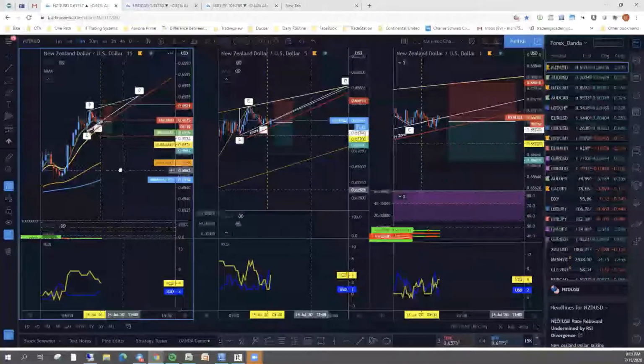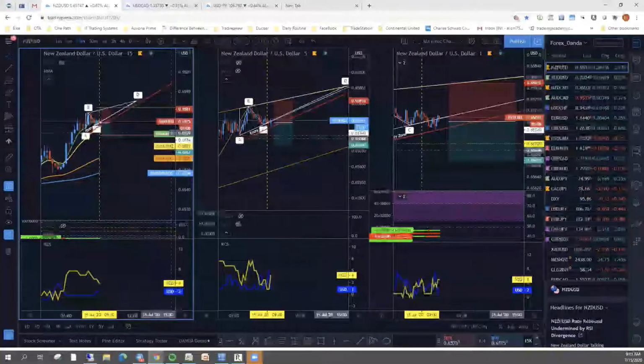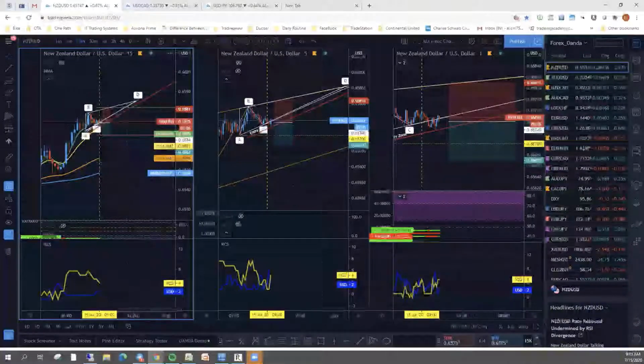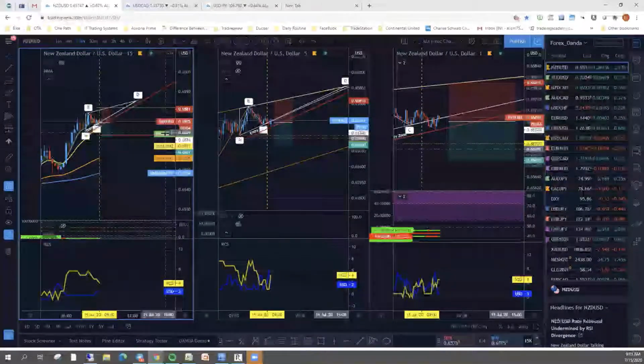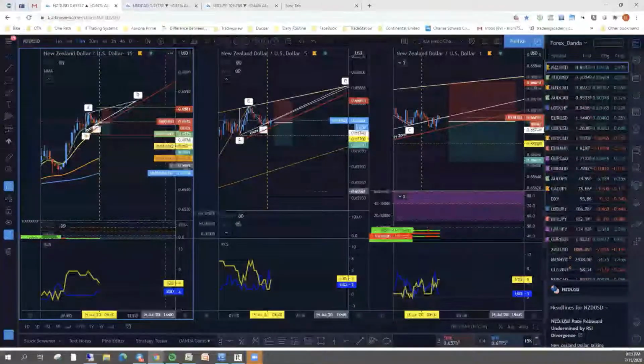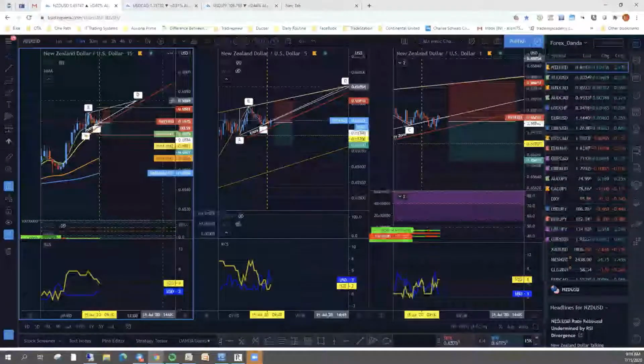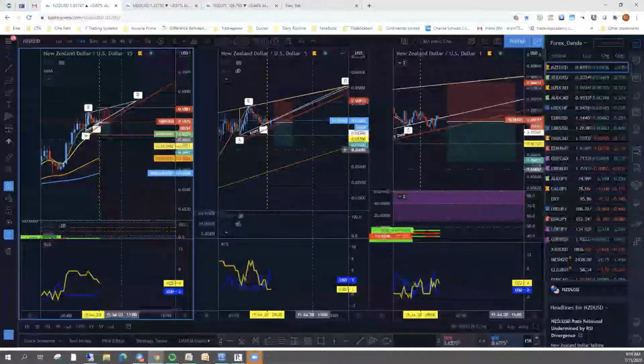Now, Ruben, I think it was Ruben that was asking about the area of the exponential moving averages. You can see the green, which is the fast one, green, yellow, which tells me that this thing has more pressure to the upside than it does to the downside.